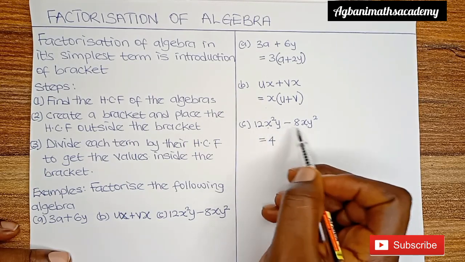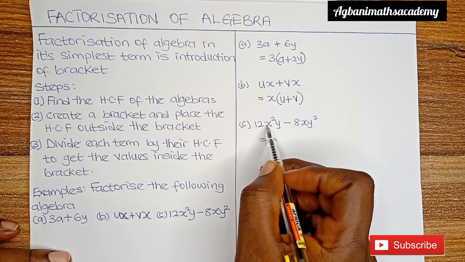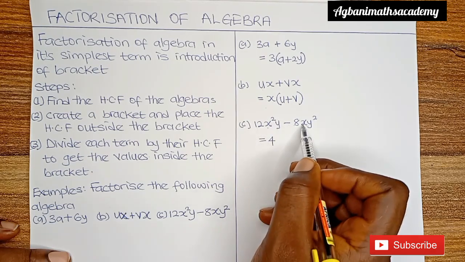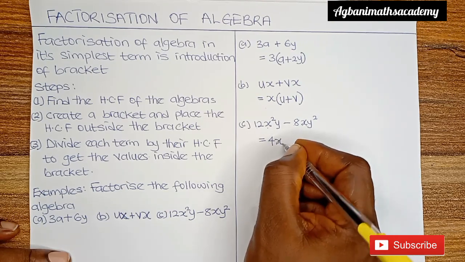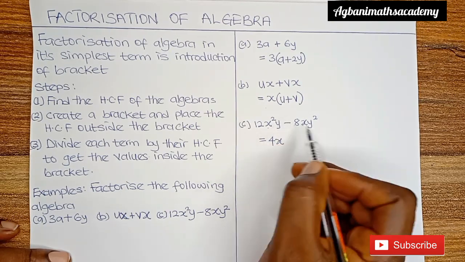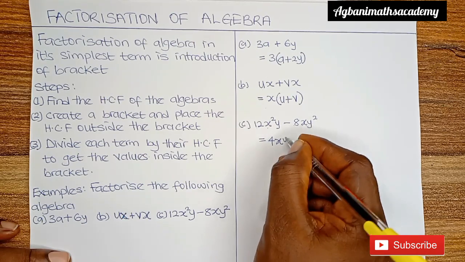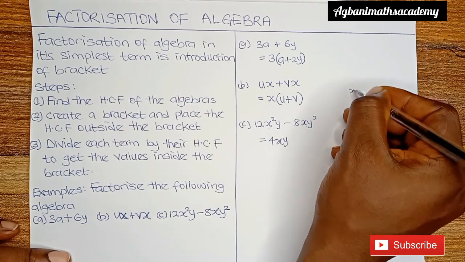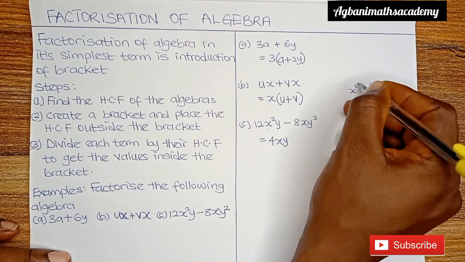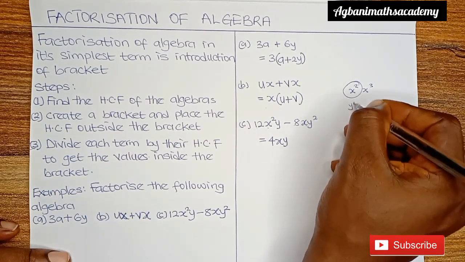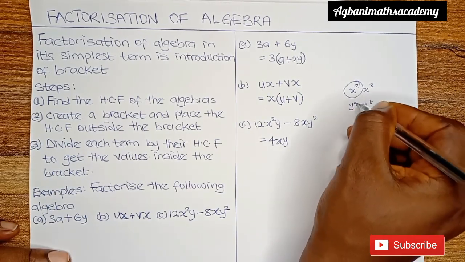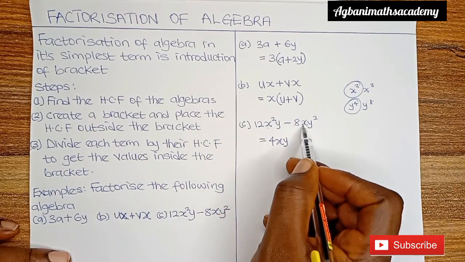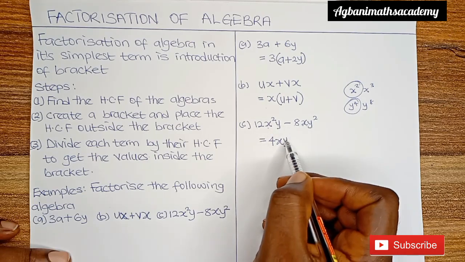Then we have x squared and x. The HCF of x squared and x is the smaller value. This is x raised to the power 2. This is x raised to the power 1. So we are going to pick x raised to the power 1. Here we have y raised to the power 1 and y raised to the power 2. So we are going to pick y. The smaller value becomes the HCF. If we have x raised to the power 2 and x raised to the power 3, we are going to pick this one. If we have y raised to the power 4 and y raised to the power 8, we are going to pick this one. So here we have x squared and x, so we'll pick the smaller one. Here we have y and y squared, so we'll pick the smaller one.